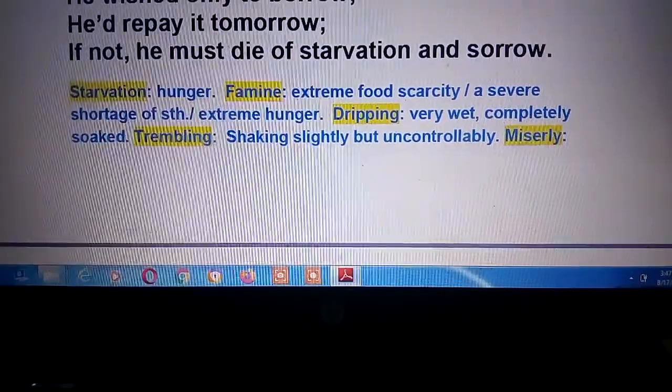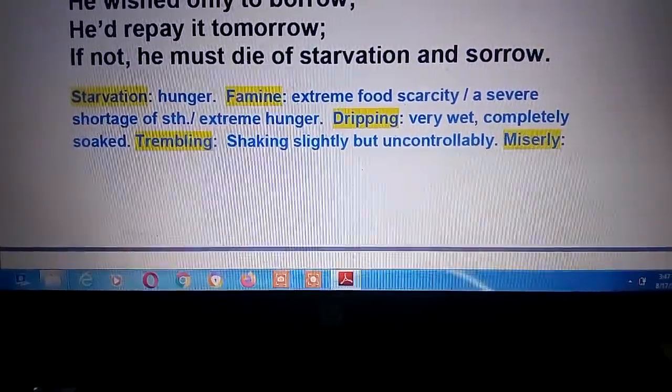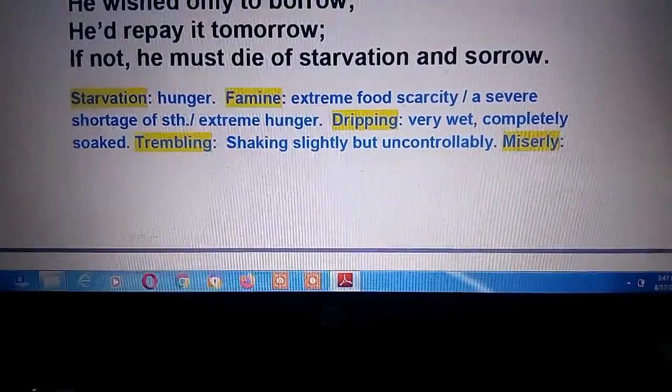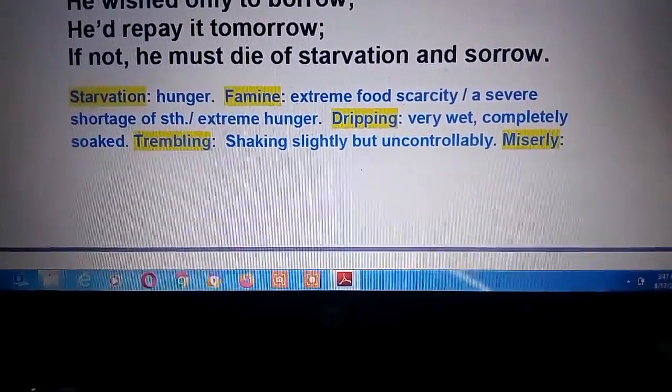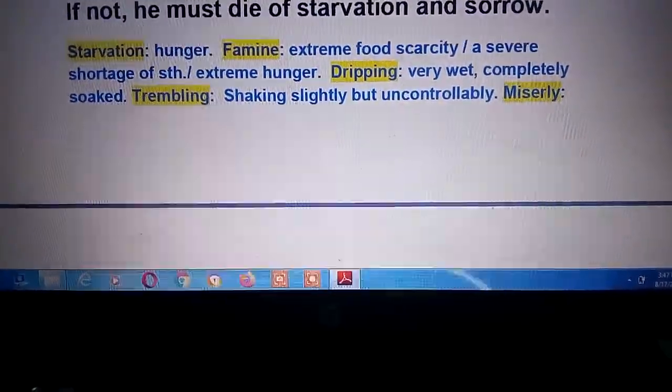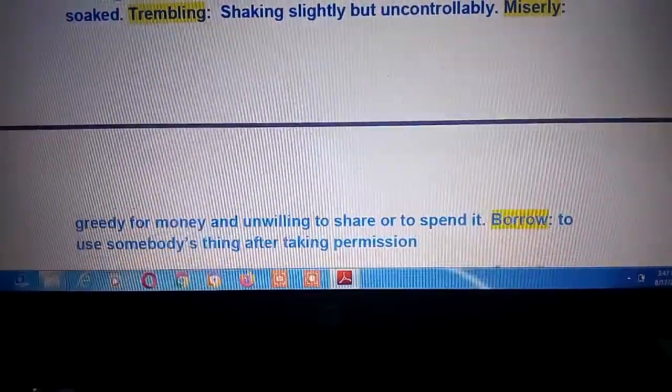If not, he must die of starvation and sorrow. Otherwise, he would die of pain and hunger. So starvation, hunger, sorrow, pain. So he will die of pain.